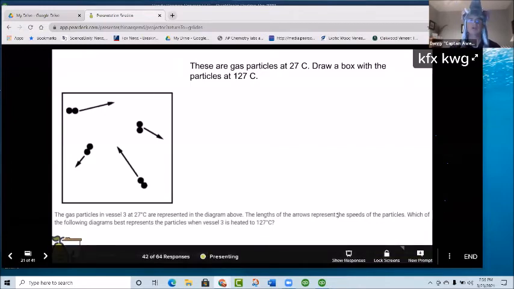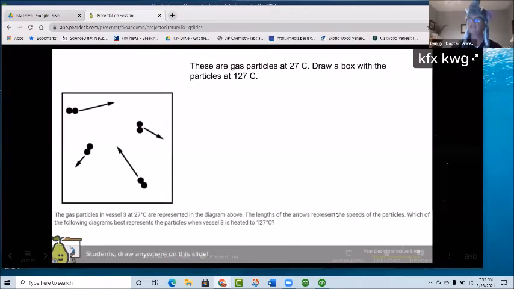One thing I want you to note about what they drew: see how not all the lines are the same length? That backs up the graph that we were just looking at. Some of the molecules are going slow, some are going fast, but we can calculate what we call an average speed or an average kinetic energy. So it's important that in the box, some are moving slow and some are moving fast, showing that not all the molecules are going at the same speed.